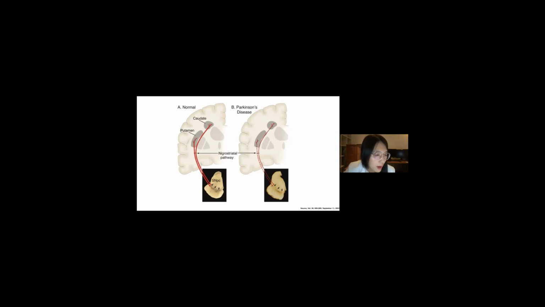PD-associated loss of dopaminergic neuron has a characteristic topology distinctive from the pattern seen in normal aging. In PD, cell loss is concentrated in ventrolateral and caudal portion of substantia nigra. I will talk about PD-associated cognitive impairment.